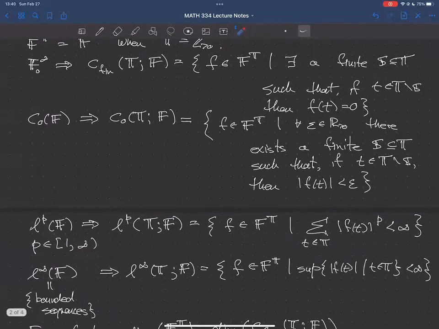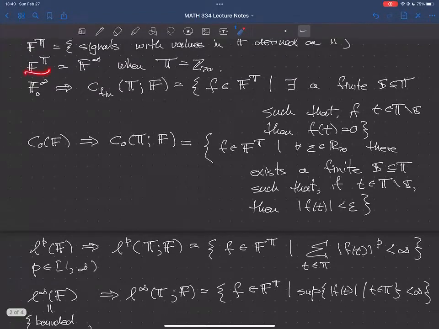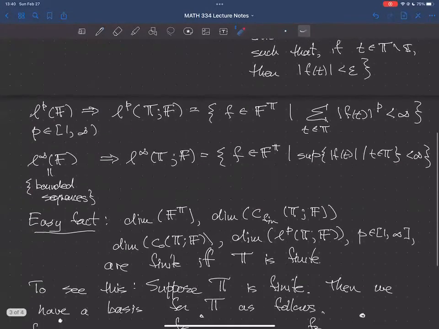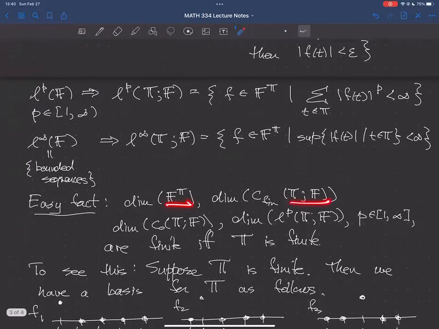And for the little LP spaces, for a finite time domain, the sum is always finite because it's a finite sum of finite numbers. And then L infinity is also equal to this space because a sup of a finite set of numbers is always finite. And so the point is that when the time domain is finite, all of these spaces are the same.